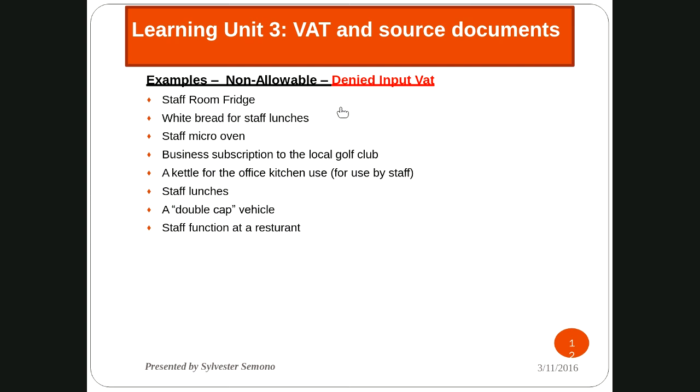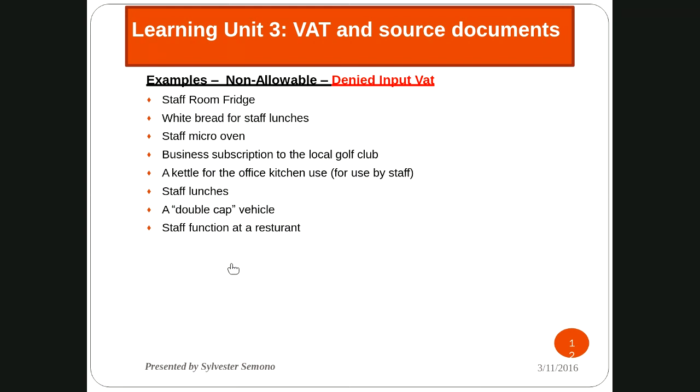So these are some of the examples that you can find in our syllabus. Staff room fridge, for example, white bread for staff lunches. Can you see? The word staff is for refreshments. Staff microwave oven. Business subscription to the local club. Kettle for the office, used by the staff. Staff lunches. A double cab vehicle, because they say a double cab is not a delivery vehicle, not a business vehicle. They say it's a motor car in a way. If you've got a double cab, unfortunately, you cannot claim that VAT. The staff function. Everything revolves around the entertainment thing. So those items are non-allowable.